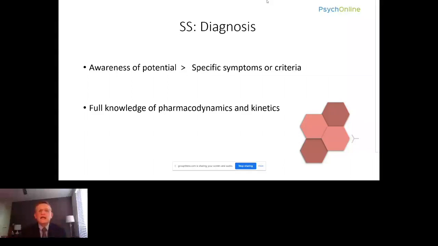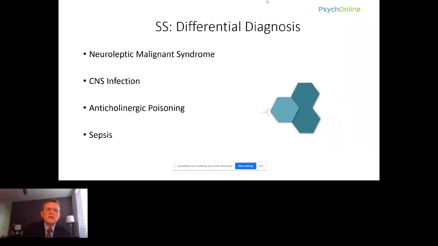How do you make the diagnosis of serotonin syndrome? The very best way to do it is to be aware of the potential. Be aware of what your medications are doing. With your full knowledge of pharmacodynamics and kinetics, you know about whether or not they're affecting serotonin, you know about if there's any impending drug-drug interactions, and if you're aware that a patient on these medications could have serotonin syndrome and they present with problems, it needs to be at the top of your differential. This is much more useful than trying to nail it down by specific symptoms or criteria.